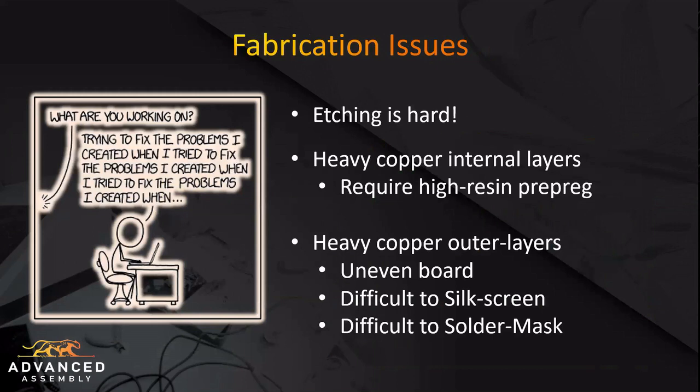A couple of common issues that we run into on the fabrication side is that heavy copper is honestly very, very difficult to fabricate. Whether it's etching internal layers that are heavy copper, 2, 3, 4 ounce, 6 ounce, plated up, or anything on the outer layers that is significantly plated up. At the end of the day, etching can be one of the most difficult things to do.